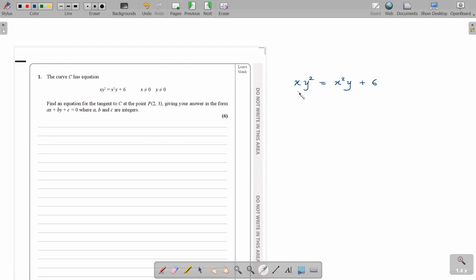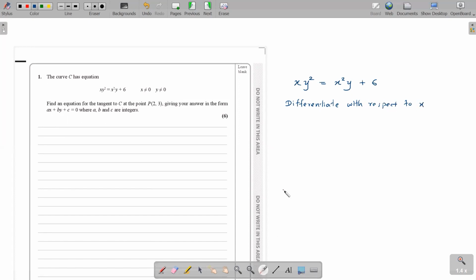The challenge here is to differentiate, because you can see we need to use implicit differentiation because you have xy products. I mean, y is not the subject here. So let's differentiate. What do we get here? I will differentiate with respect to x.